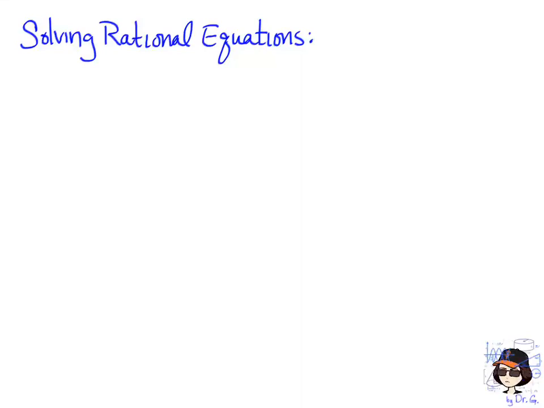Okay, in this video, we're going to learn how to solve rational equations. So what's a rational equation? Well, it's an equation, so it has an equal sign in it, and it contains rational expressions. And a rational expression, remember, is a polynomial over a polynomial, so it's a quotient. It has variables in the numerator and denominator, but it doesn't have any radicals or anything like that.